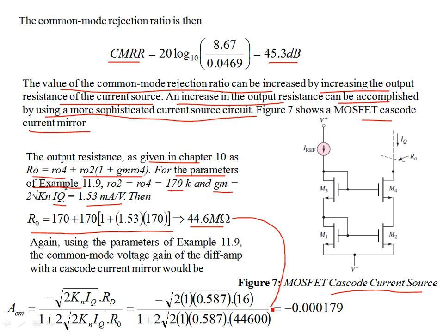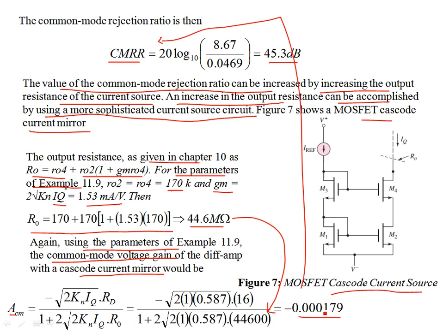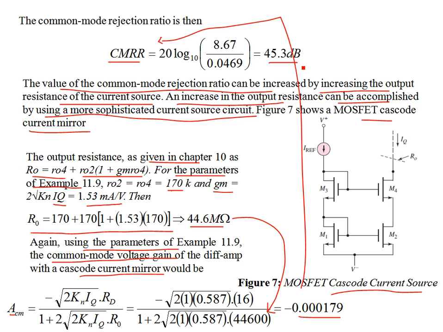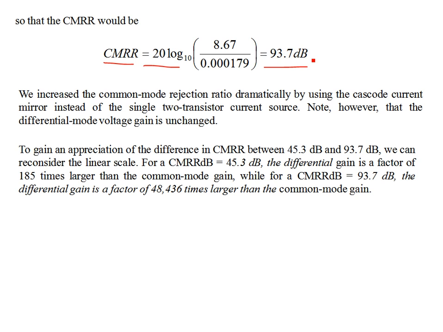And if you plug this value instead of 170 kilo ohms in the common mode gain, you will find out the common mode gain has been reduced considerably. And this effect is going to increase your common mode rejection ratio. So again, using the parameters of 11.9, the common mode voltage gain of the differential amplifier with cascode current mirror is reduced significantly, and this makes the common mode rejection ratio considerably higher. So you see from 45.3 dB, this is 93.7 dB.